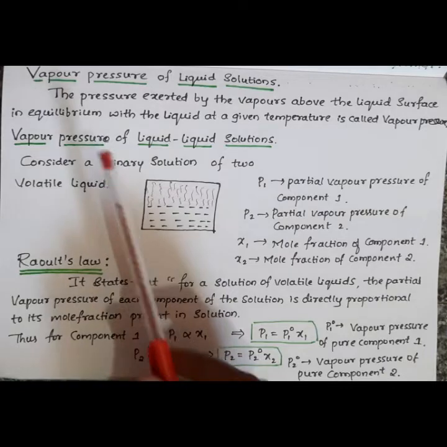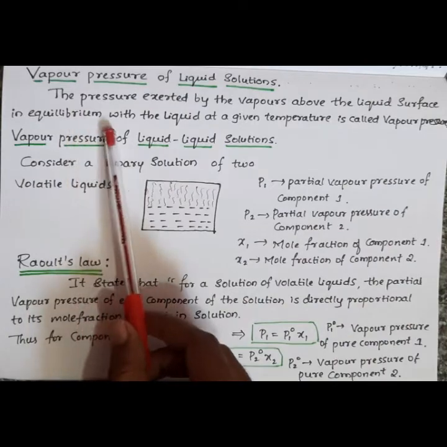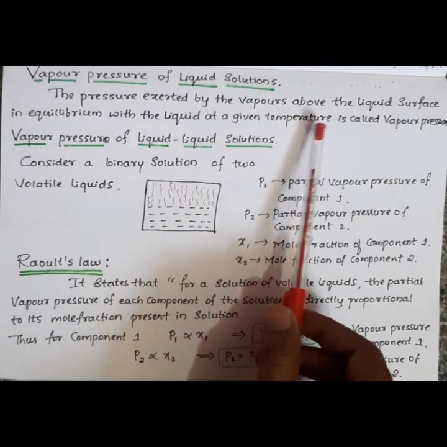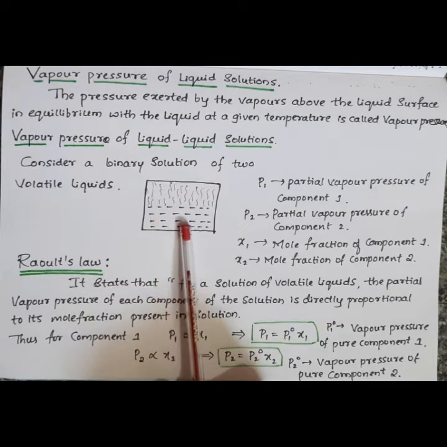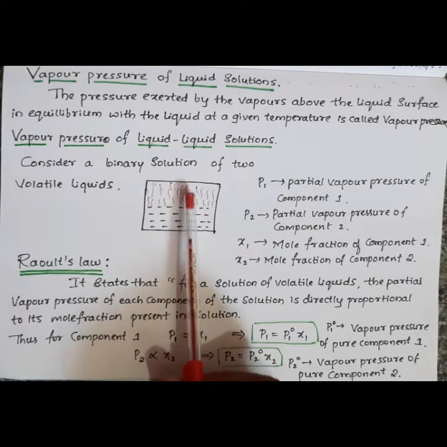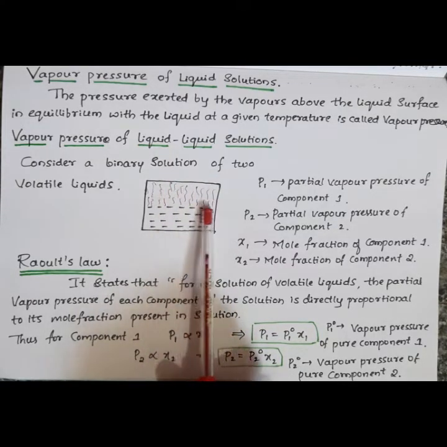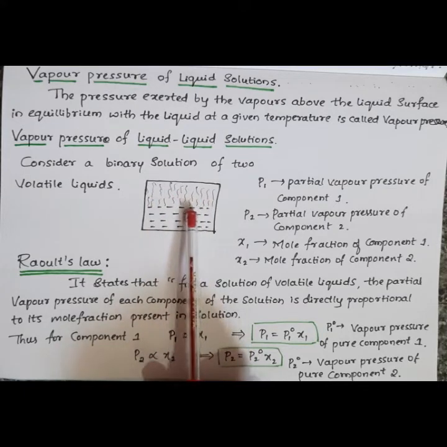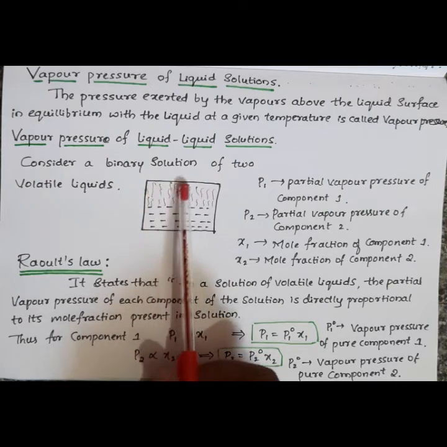The pressure exerted by the vapors above the liquid surface in equilibrium with the liquid at a given temperature is called vapor pressure. When we consider a liquid which consists of certain components, upon heating it produces vapors, and those vapors start to exert pressure on the surface of the liquid. Initially it is a closed vessel, and upon heating it produces vapors.